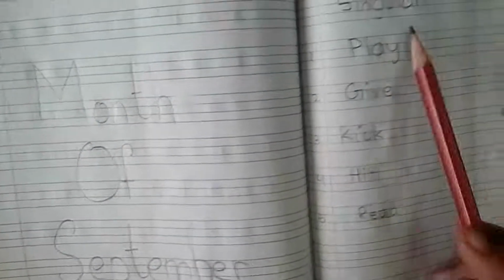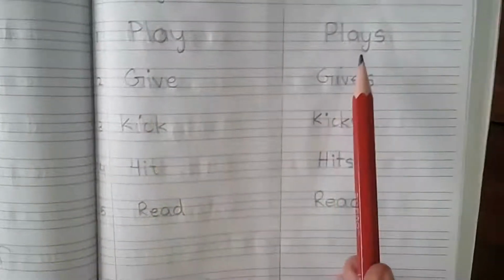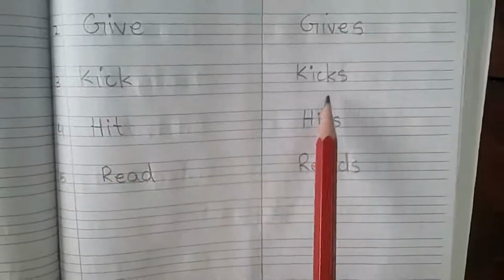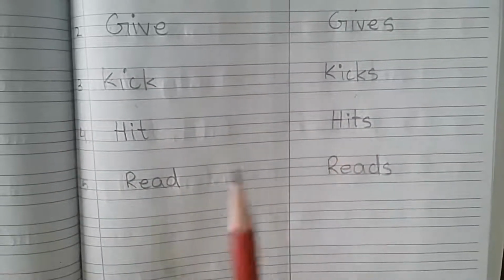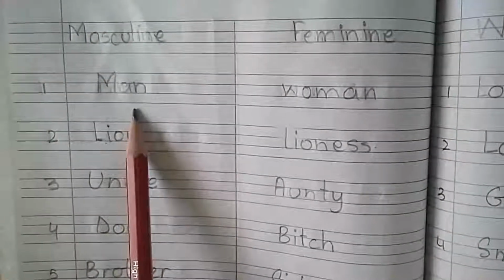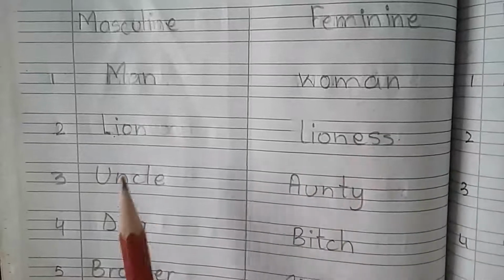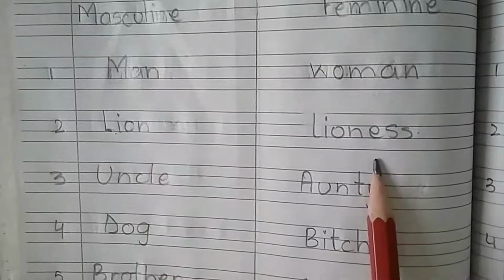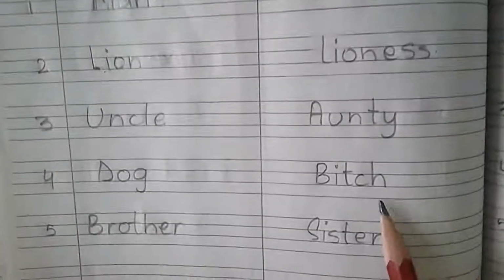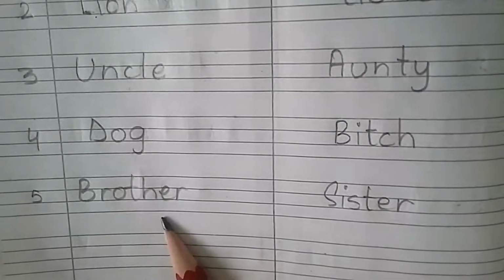Let's revise what we did today. We made a title page, month of September. And we did singular, plural. Play, plays. Give, gives. Kick, kicks. Hit, hits. Read, reads. And we did masculine, feminine. Man, woman. Lion, lioness. Uncle, auntie. Dog, bitch. Brother, sister.